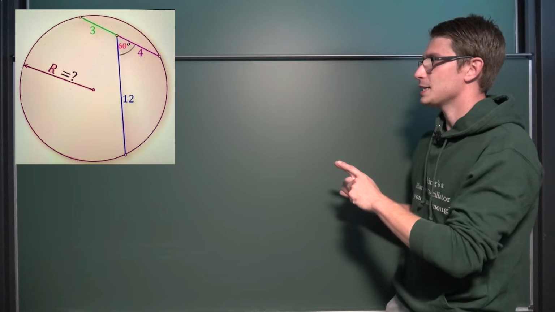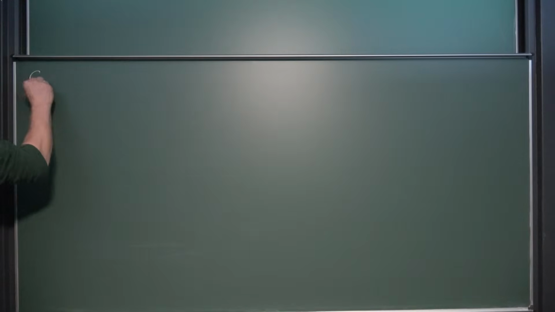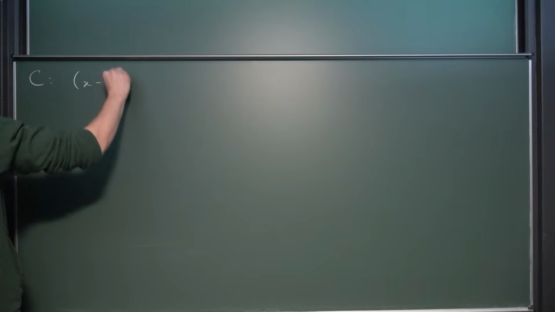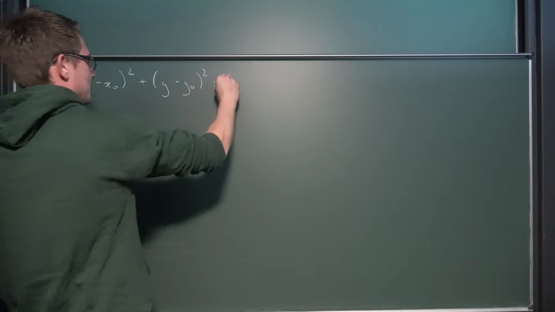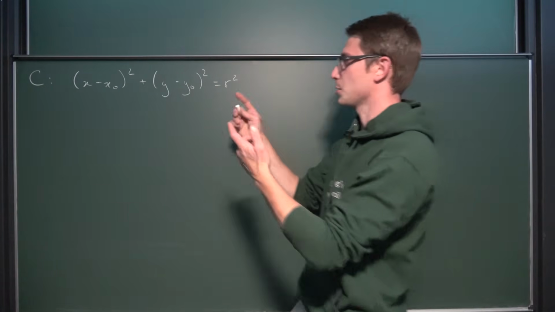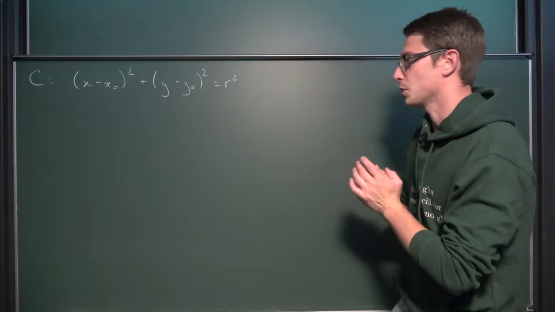So I had a different idea in mind because if we take a look at the equation of a circle, the equation of a circle is given by (x minus x naught) squared plus (y minus y naught) squared is equal to r squared, where r is the radius respectively and x naught and y naught are the coordinates of the center of the circle.